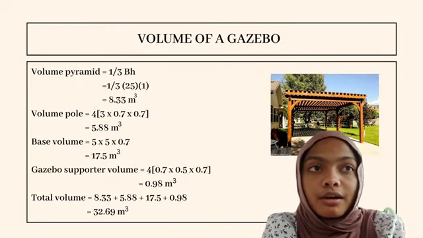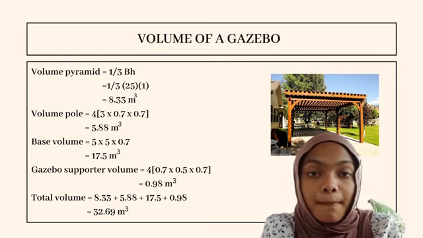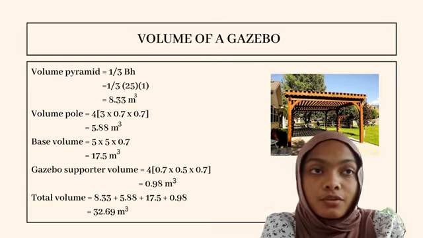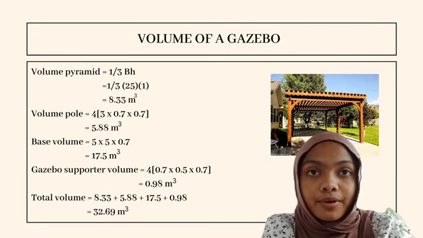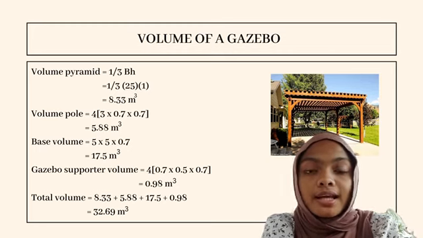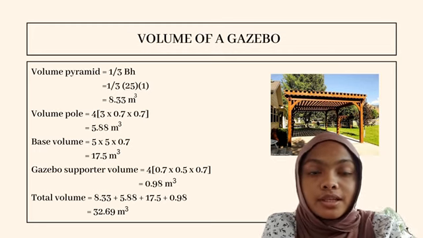First, we need to count the volume of the pyramid. We need to use the 1/3 BH formula to find the pyramid volume. The volume of the pyramid is 8.33 meter cubic. Next, we need to calculate the volume of the pole using length times width times height formula. The volume of the pole is 5.88 meter cubic.